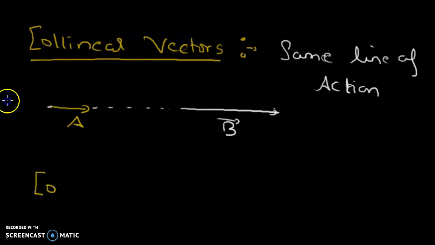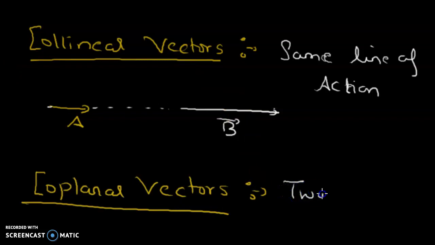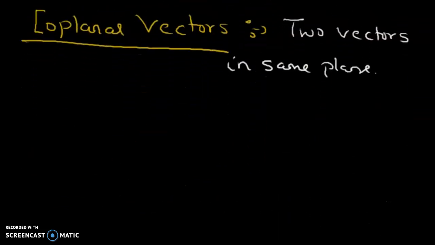Then coplanar vectors. Two vectors are coplanar if they are in the same plane. Two vectors would always be coplanar, two vectors in the same plane. So to check coplanarity, you need to check with three vectors. Three vectors can be coplanar or cannot be coplanar. It can be the case that two vectors lie in this plane, and the third vector lies in this plane. So these three vectors are non-coplanar.